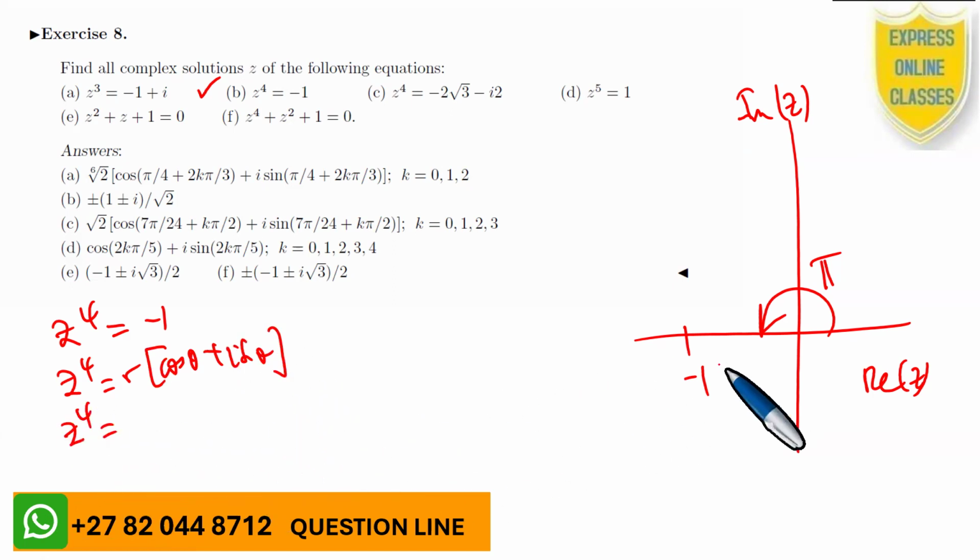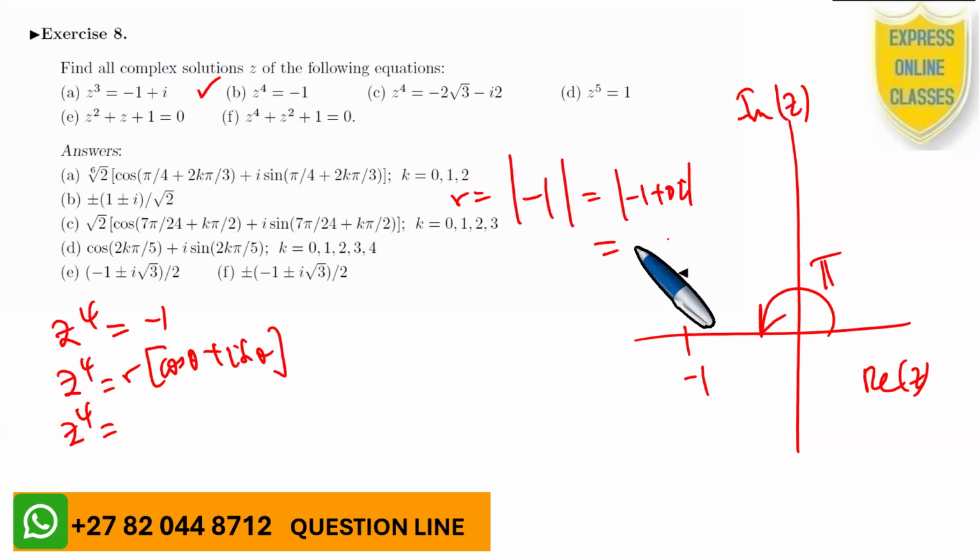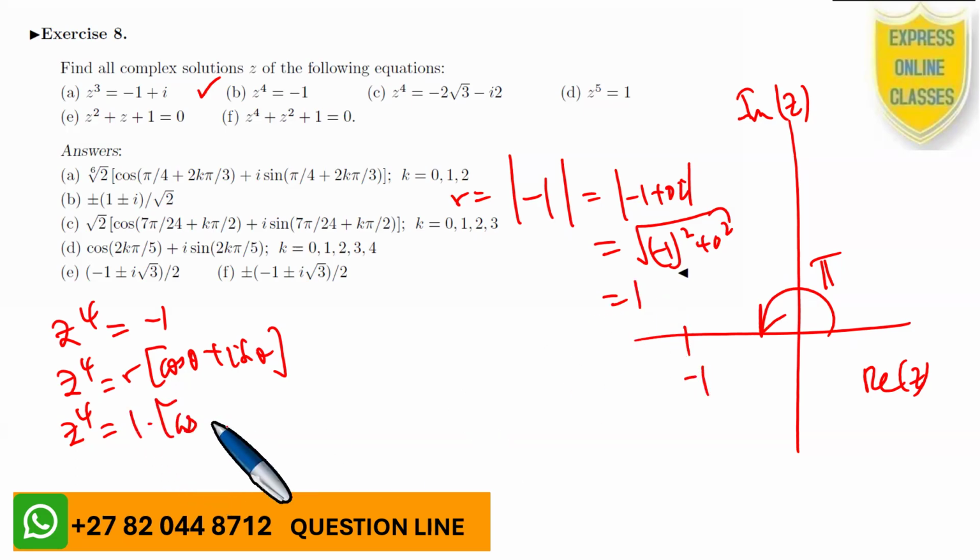And then when you take r, you take the modulus of this. The modulus of minus 1, which is minus 1 plus 0i, is the square root of this squared plus 0 squared, which is 1. Cosine of theta, which is pi, plus i, the sine of pi. Then now you solve for that.